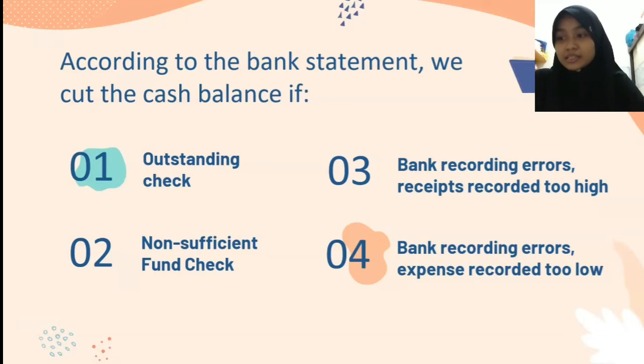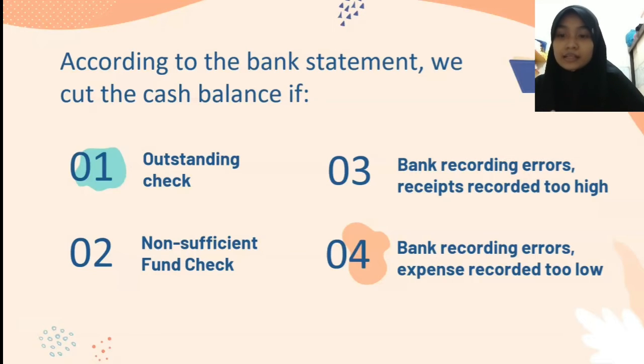Second, non-sufficient fund check. A non-sufficient fund check means that the cash is not enough to pay someone. Our cash nominal is not enough. So we have to cut the cash balance in the bank statement in the reconciliation. Third, bank recording errors, receipt recorded too high. If the bank recorded a receipt too high, we have to cut the cash balance in the reconciliation so we get the appropriate nominal. The last, bank recording errors, expense recorded too low.